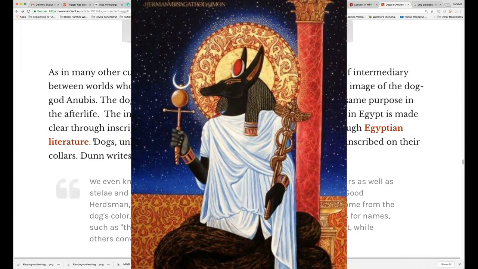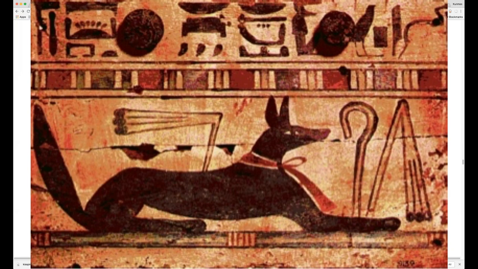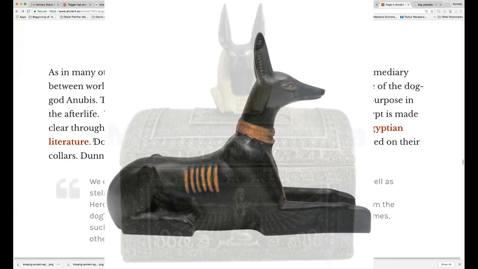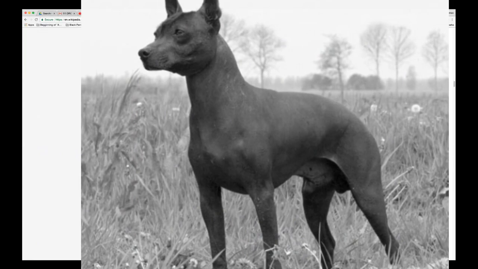The intimate relationship between dogs and their masters in Egypt is made clear through the inscriptions in tombs, monuments, and temples, and through Egyptian literature. Dogs, unlike cats, were always named, and these names were inscribed on their collars. Xolos served as companions to the Aztecs in this life and also in the afterlife, as many dog remains and dog sculptures have been found in Aztec burials, including some at the main temple in Tenochtitlan.